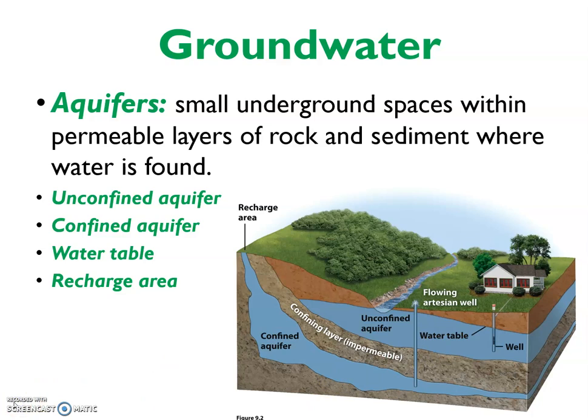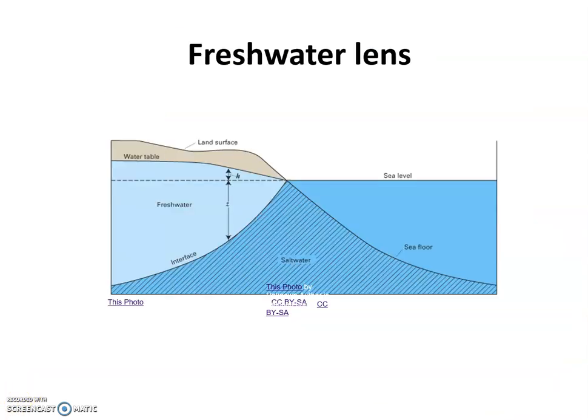So the next couple of slides will show you how Cape Cod's aquifer is shaped. This diagram shows how in many coastal areas the shape of the freshwater aquifer is in the shape of a lens. So let's start with the diagram here.